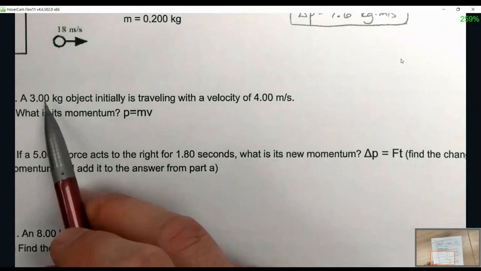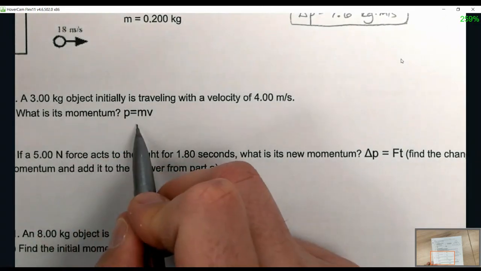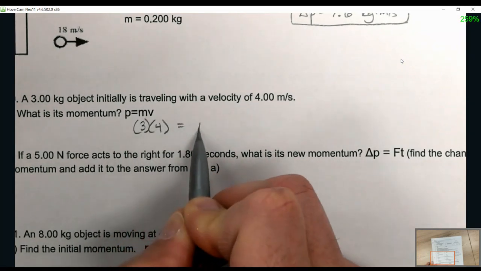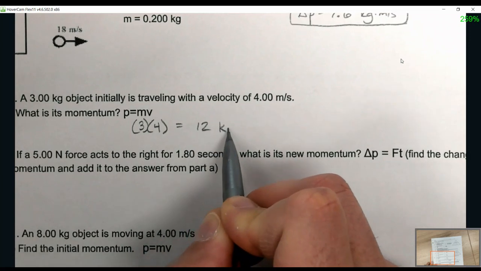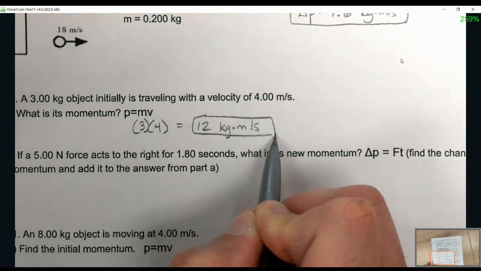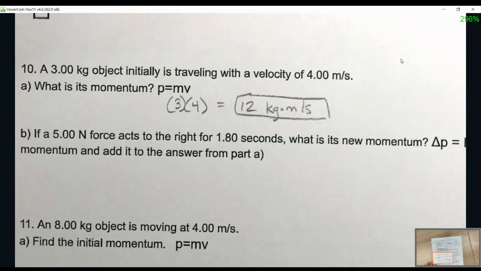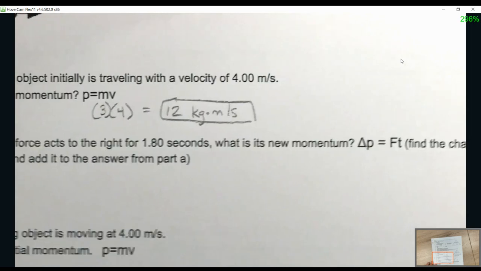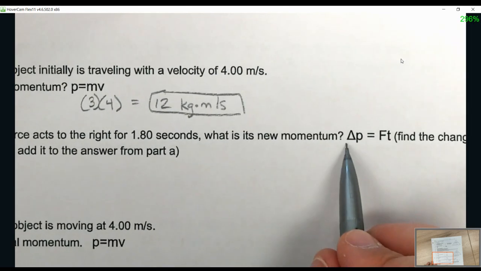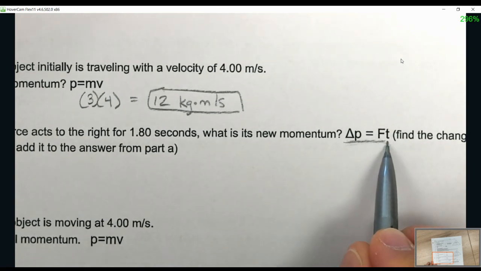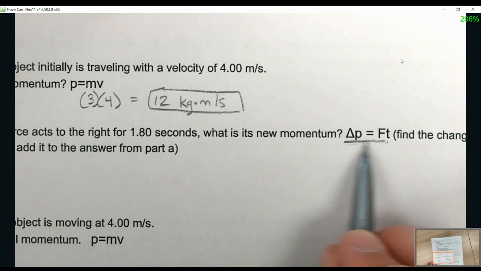For number 10, you have mass and velocity. Mass, kg, goes under m. Velocity, v, goes under 4. Multiplying those out, you get a momentum of 12 kilogram meters per second. Now they're saying if a 5 Newton force acts to the right on the object for 1.8 seconds, what is the new momentum going to be? Well, to find the change in momentum first, you're going to multiply force times time. That's going to be how much it changed.